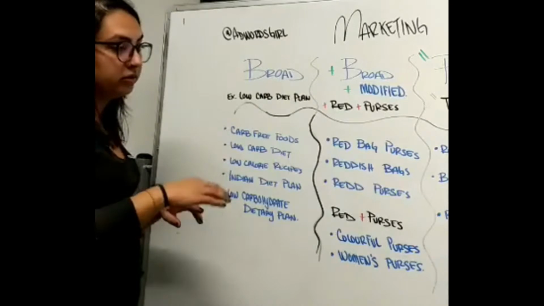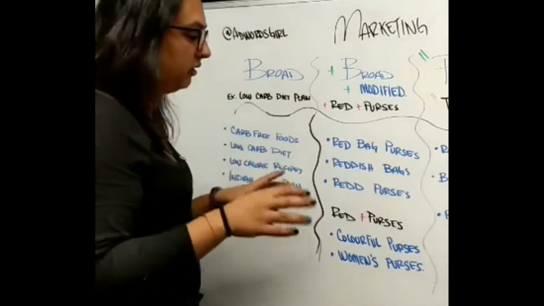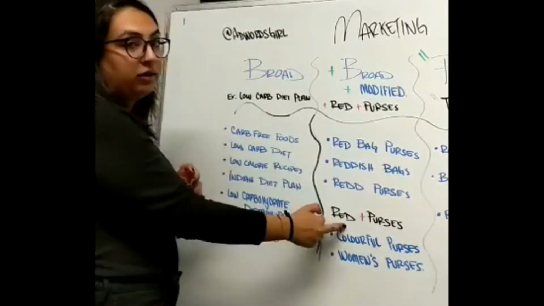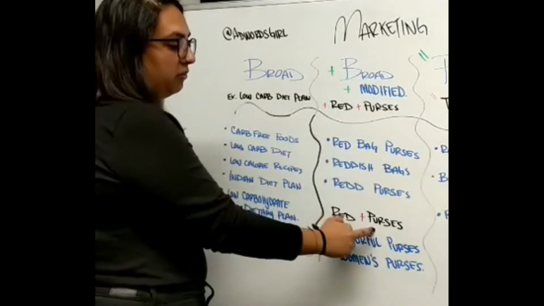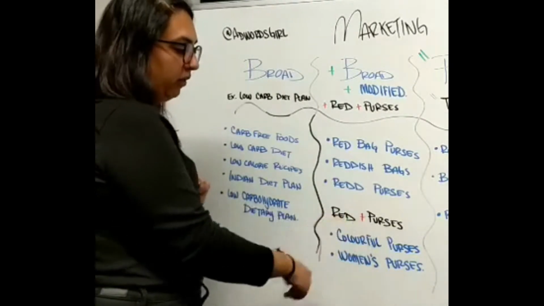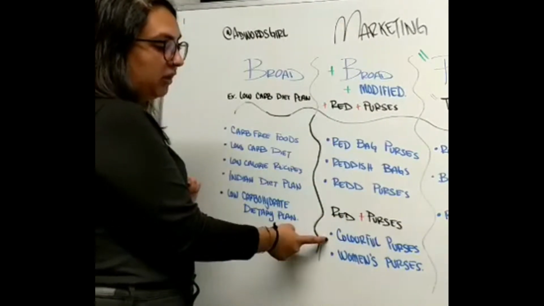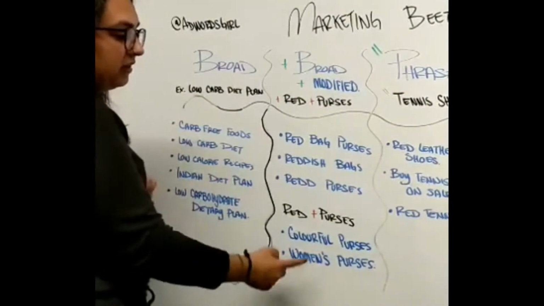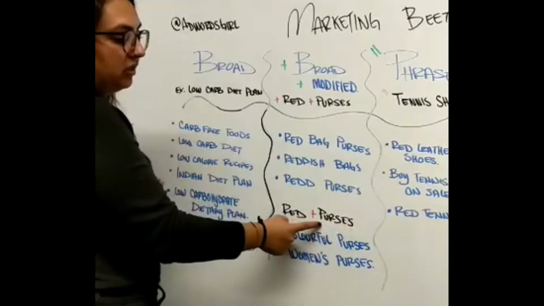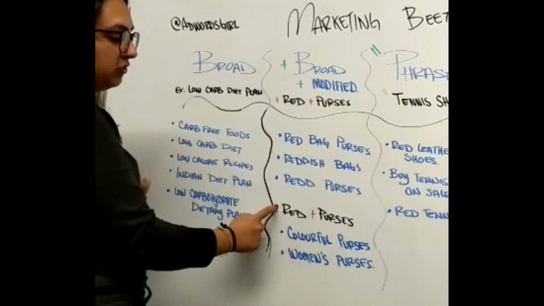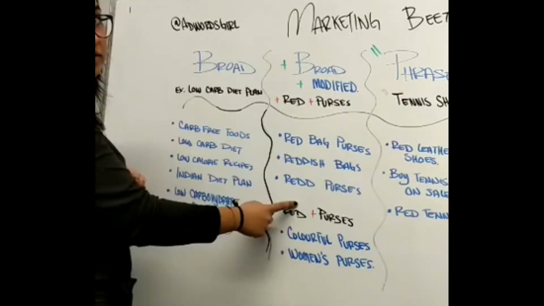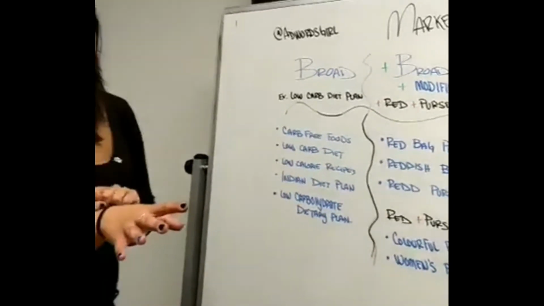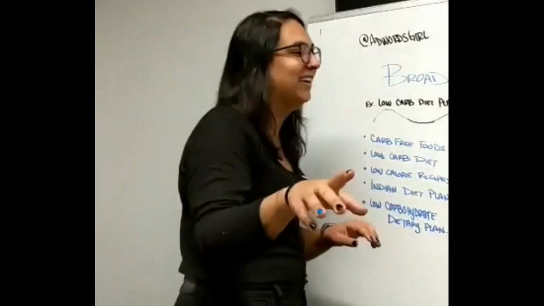You can also take it a step further if you wanted to and do red without a plus sign and then do the modified on the purses. What would happen is you would show up for colorful purses and women's purses, because they know the keyword you want to make sure is in there is purses, so they'll play around with the red part. So you have to be very careful about the keyword match types that you use.